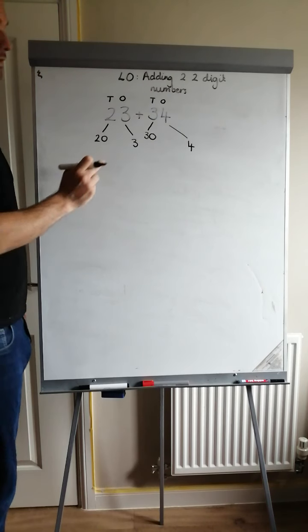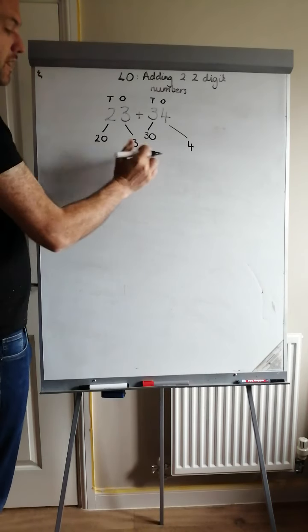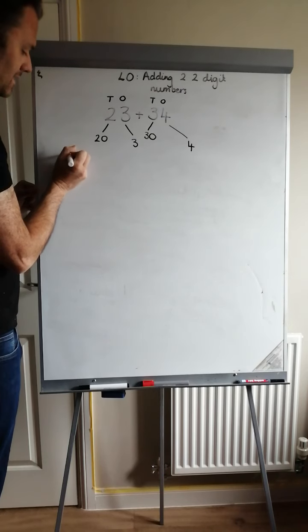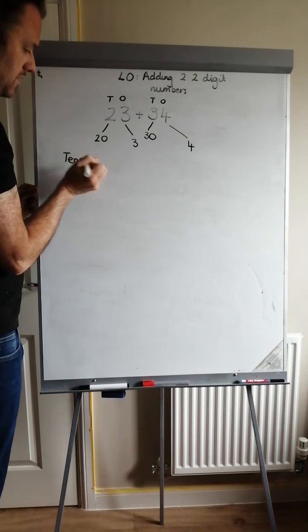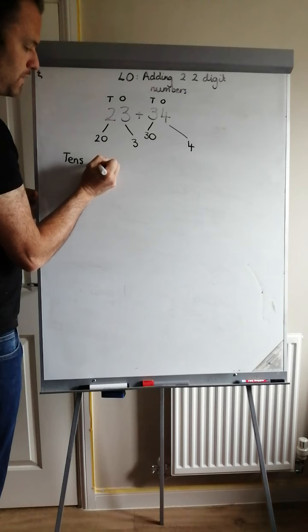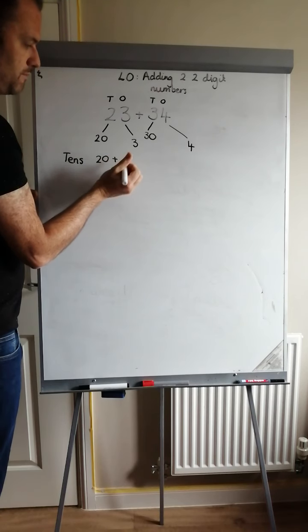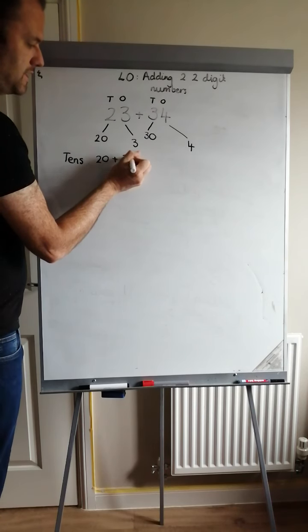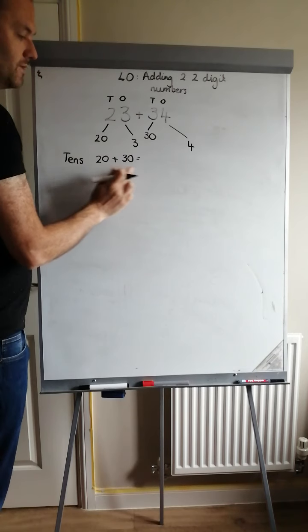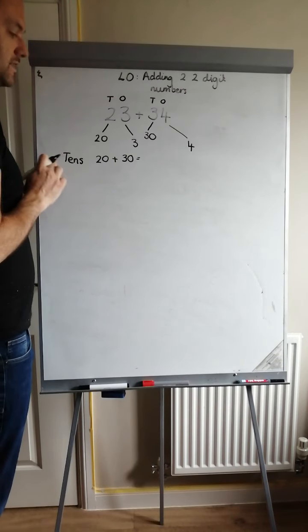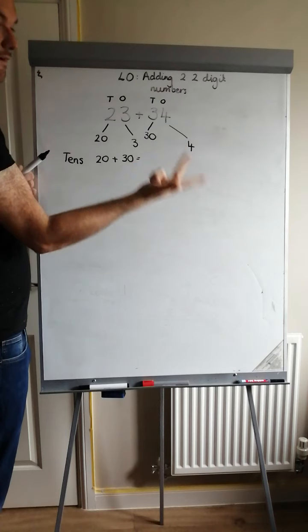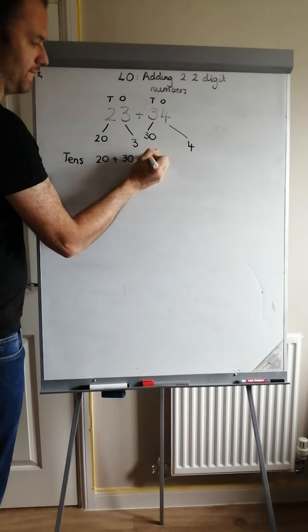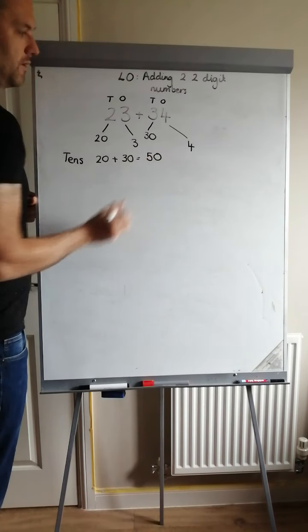Okay, the next step is we're going to add some of these numbers together. We're going to start with adding the tens. So I'm going to write tens here and we're going to add the 2 together. So we're going to do 20 plus 30. We want to add those 2 numbers together, 20 plus 30. So 20, 30, 40, 50. And we're going to write 50 in there.